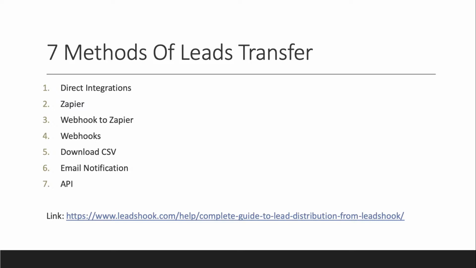The fifth option is obviously downloading your leads. There are a couple of options to download, which I'll go through shortly. Number 6 is email notification, and number 7 is the API. I'll quickly log into LeadsHook now and show you what these look like, so that way you're familiar with them and know where to get the information to set that up.